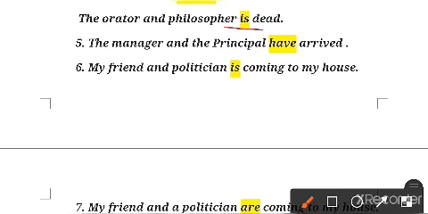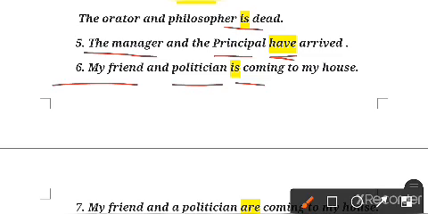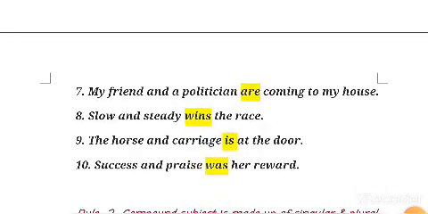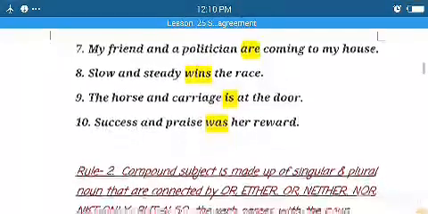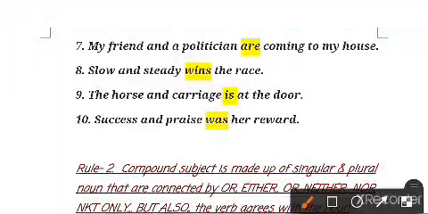Now the next sentence. My friend and the principal have arrived. See here have, because my friend and the principal are two different subjects. In the same way, my friend and politician, my friend who is also a politician, is coming. Then if you write the sentence this way, my friend and a politician, see that after and there is an article a.